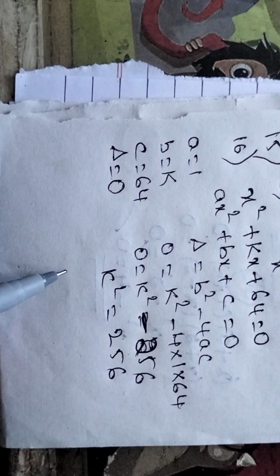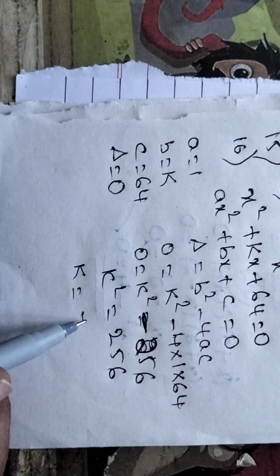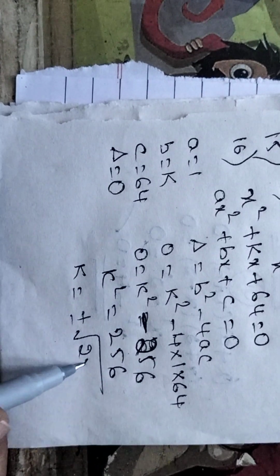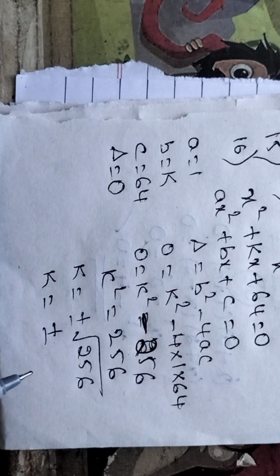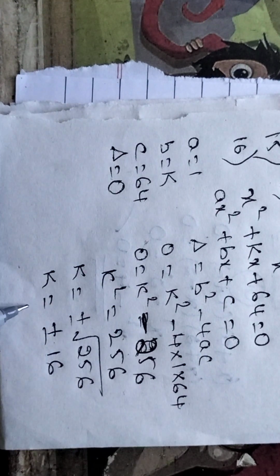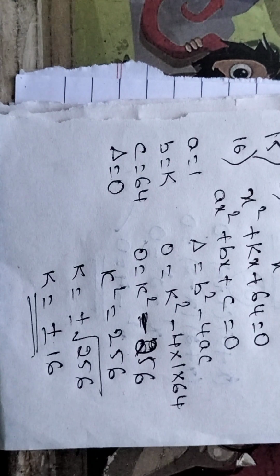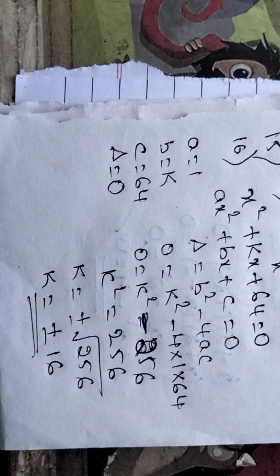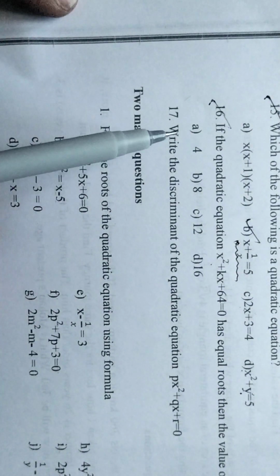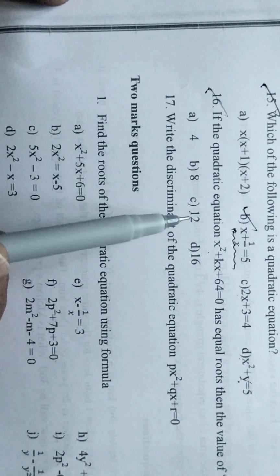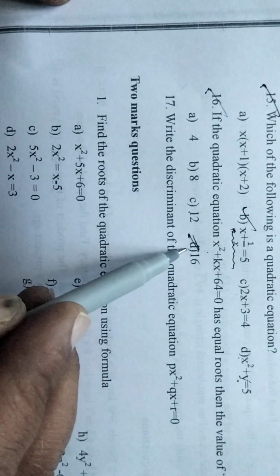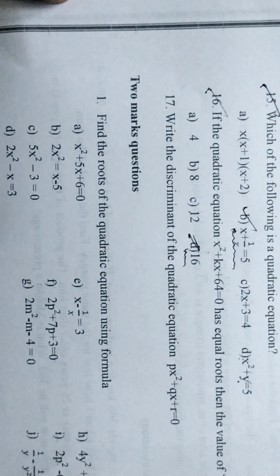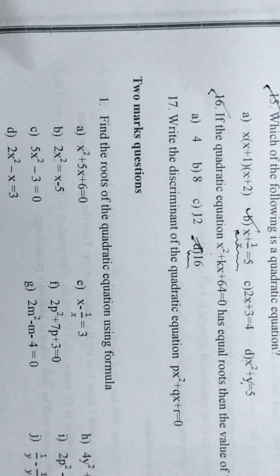So k square is equal to minus 256, which becomes plus 256. Now take the square on this side to the other side as a root. k is equal to plus or minus square root of 256. What is the square root of 256? It is equal to 16. Therefore k is equal to plus or minus 16. But looking at the options: 4, 8, 12 and 16. Plus or minus 16 is not there, but plus 16 is. So option D, 16, is the right answer for the 16th question.